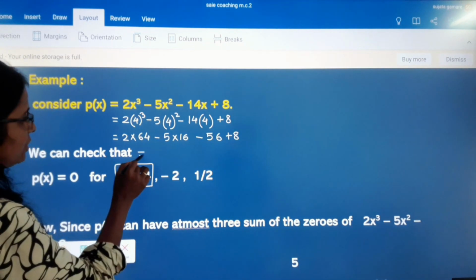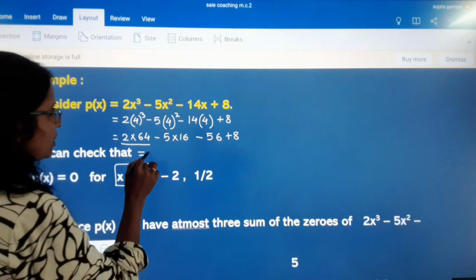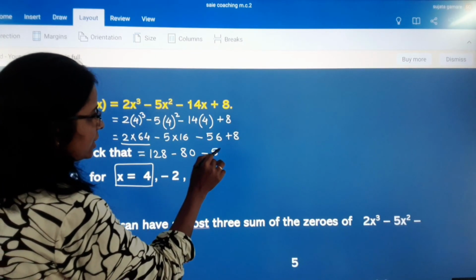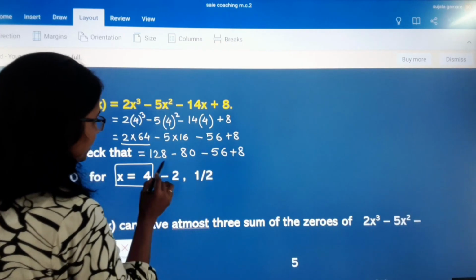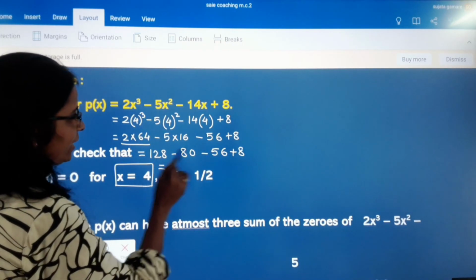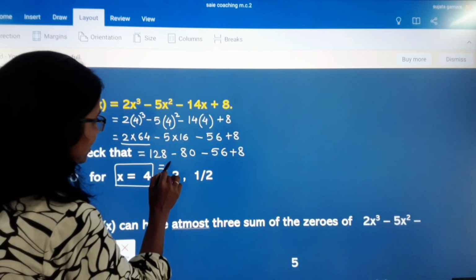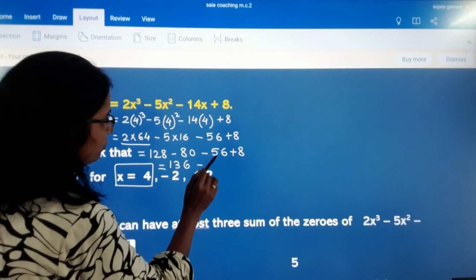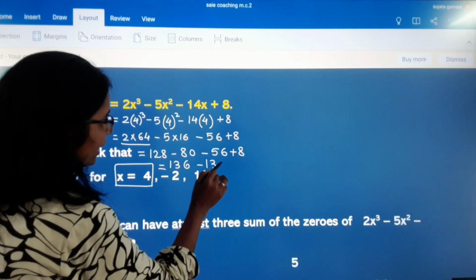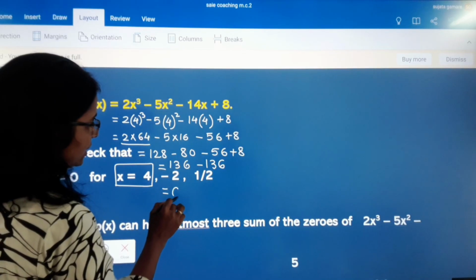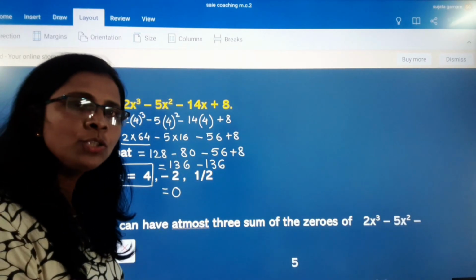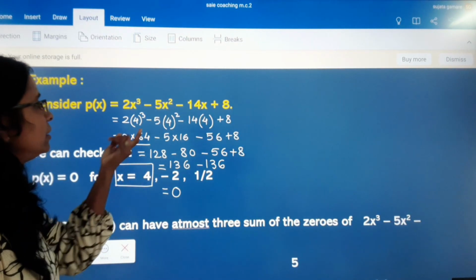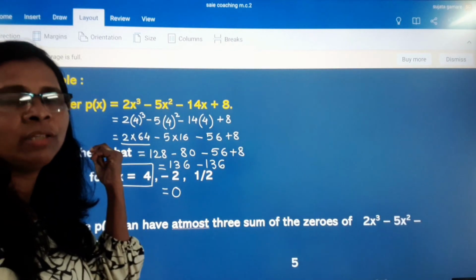So 64 twos are 128, minus 80, minus 56, plus 8. Now 128 plus 8 is 136, minus 80 and minus 56, that means minus 136. So 136 minus 136 is equal to 0. So we can say that at x equal to 4, the value of the polynomial is equal to 0.